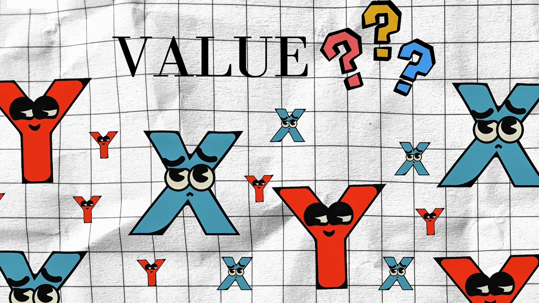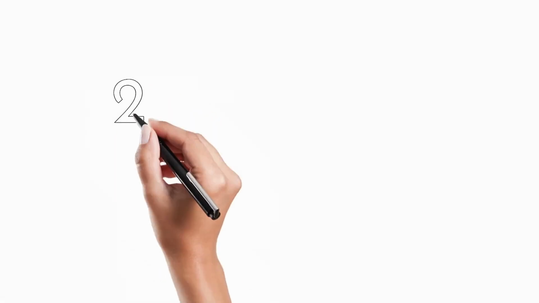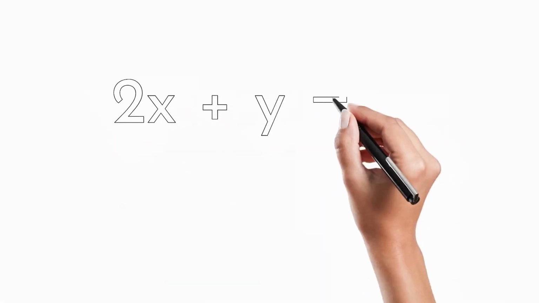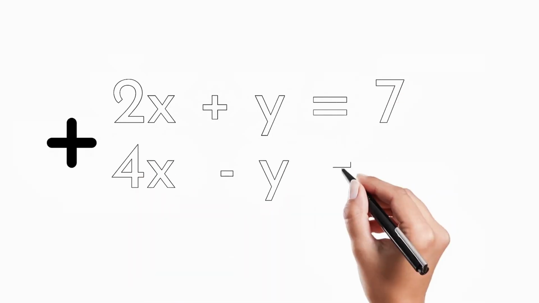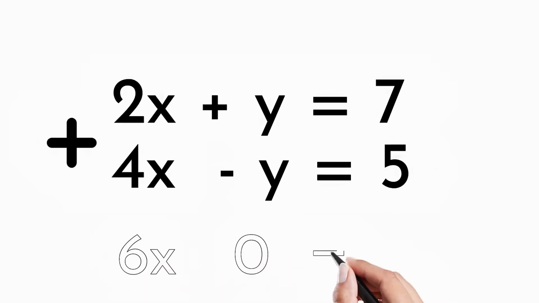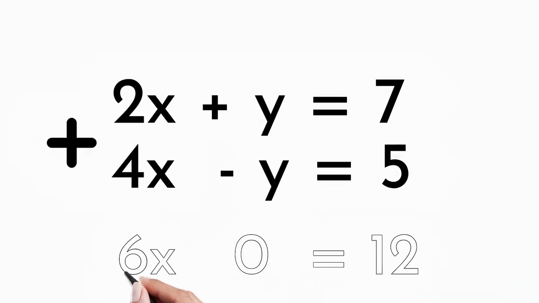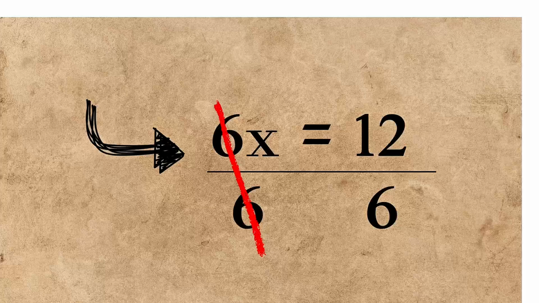To use the elimination method, we need to add the 2 equations. Notice that if we add the 2 equations, the y variable cancels. y plus negative y is equal to 0. 2x plus 4x is 6x. So therefore, 6x is equal to 7 plus 5, which is 12. So now, we can find the value of x.